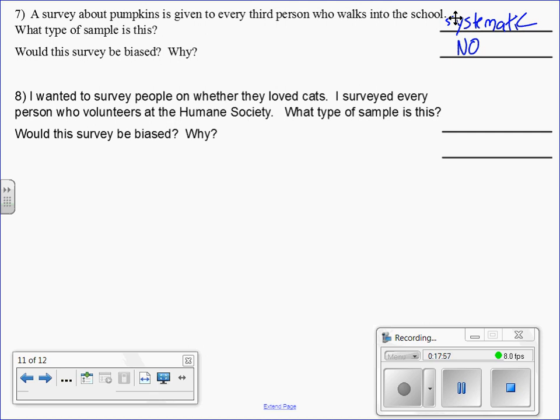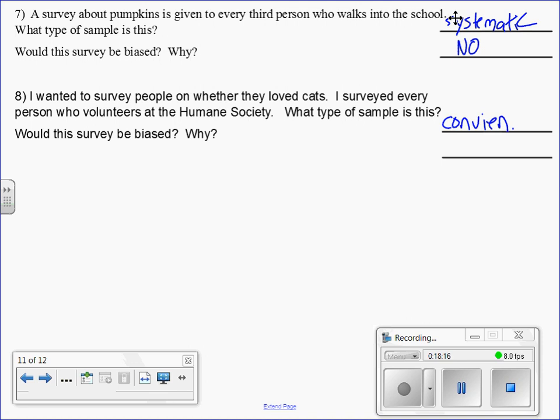I wanted to survey people on whether they love cats, so I surveyed every person who volunteers at the Humane Society. What type of sample would that be? It's the convenience one. Yeah, it'd be the convenience one. I'm only going to one location. I'm not really trying to find a broad range of people with a broad amount of opinions.